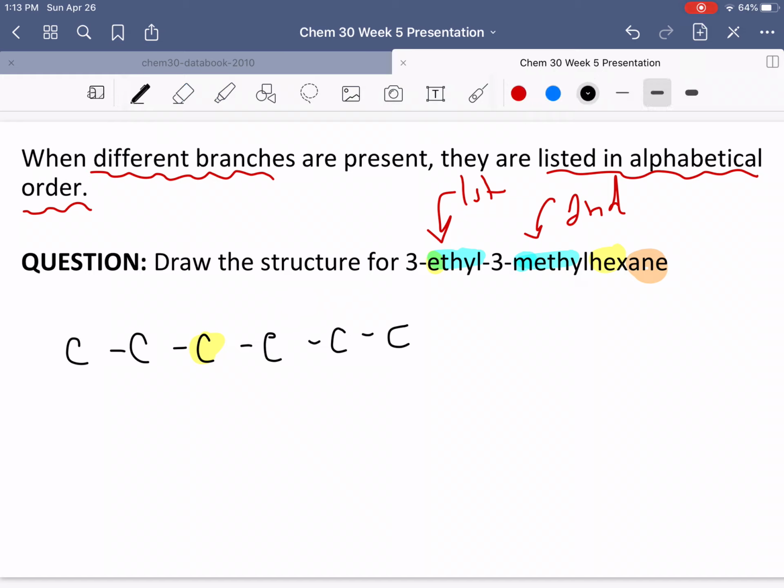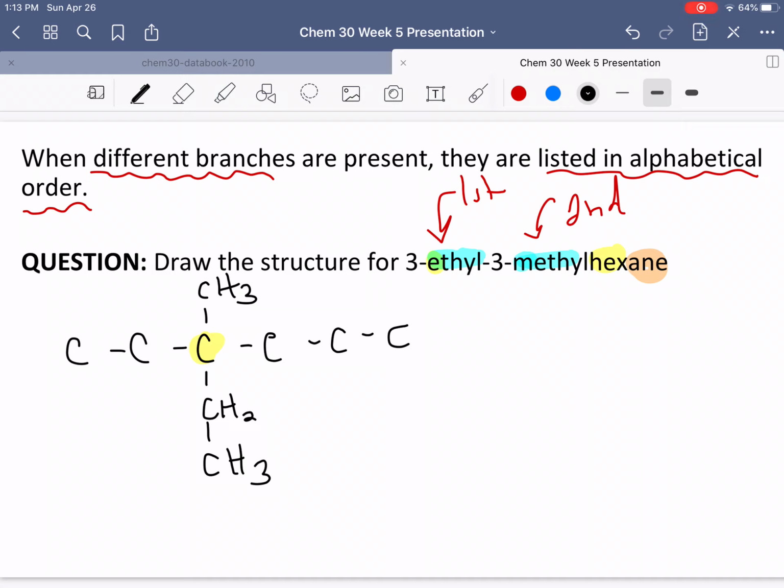Now, there is an ethyl coming off of carbon 3. I'll draw that going down. So it's a CH2 and a CH3, right? A 2-carbon branch. I also have off of carbon 3 a methyl group. Methyl means 1, so it'll be a CH3 coming off of that.